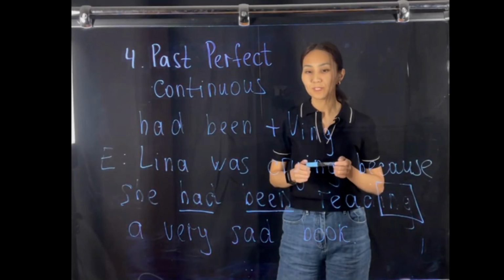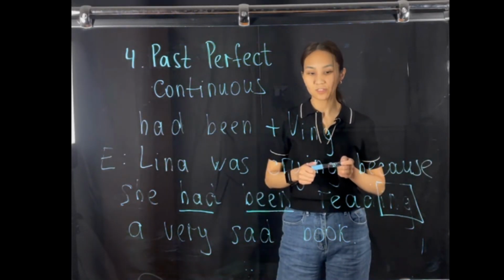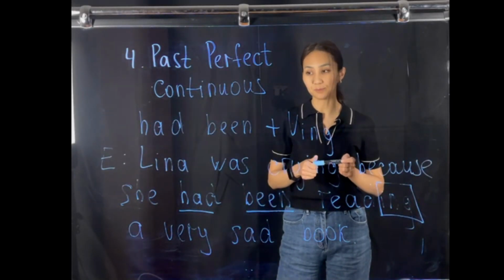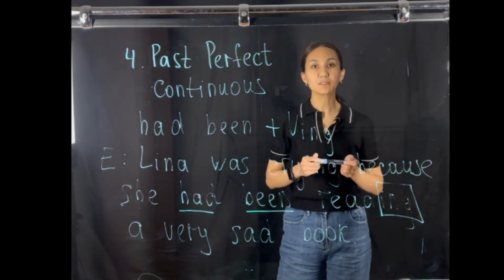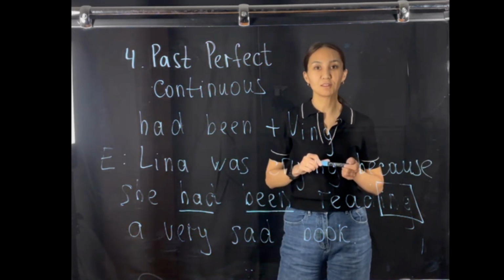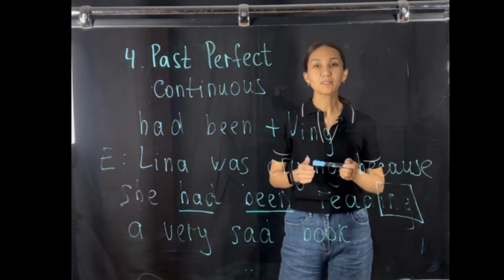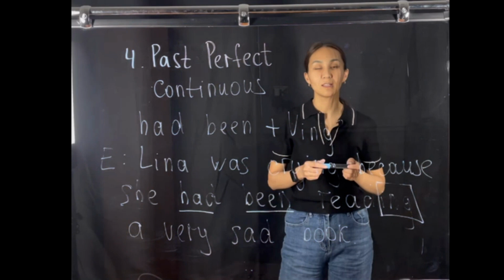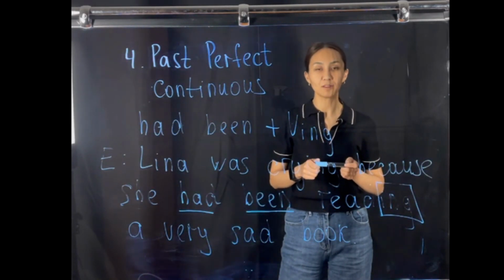For example, Lena was crying because she had been reading a very sad book. Lena was reading the book and then she started crying, so it was a continuous action. The past perfect continuous emphasizes the continuation of an action, but past perfect simple emphasizes the completion of an action.